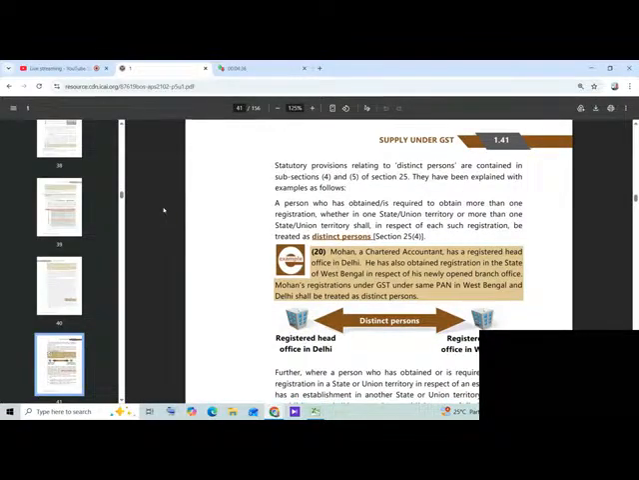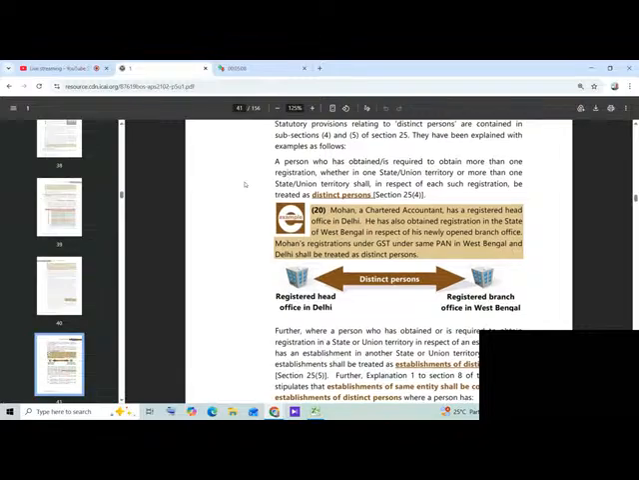Statutory provisions relating to distinct persons are contained in subsections 4 and 5 of section 25. They have been explained with examples as follows. A person who has obtained or is required to obtain more than one registration, whether in one state or union territory, or more than one state or union territory, shall, in respect of each such registration, be treated as distinct persons.